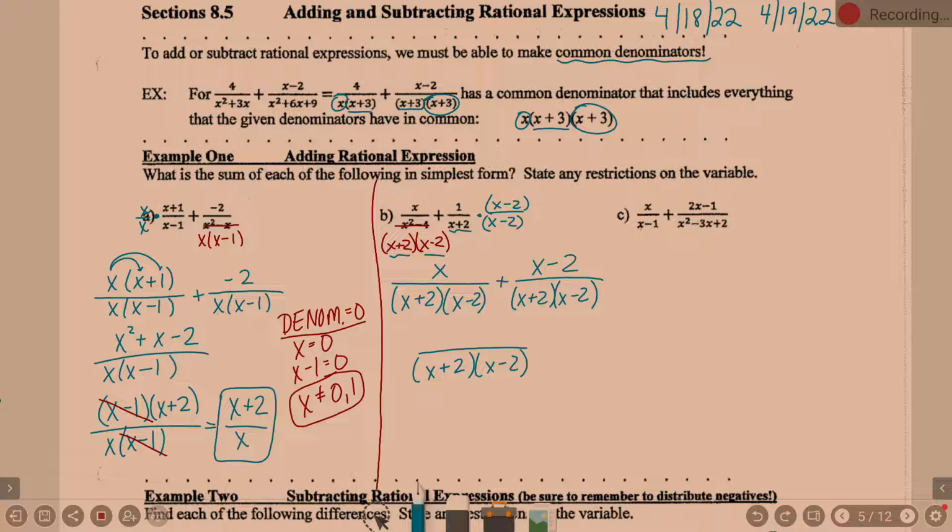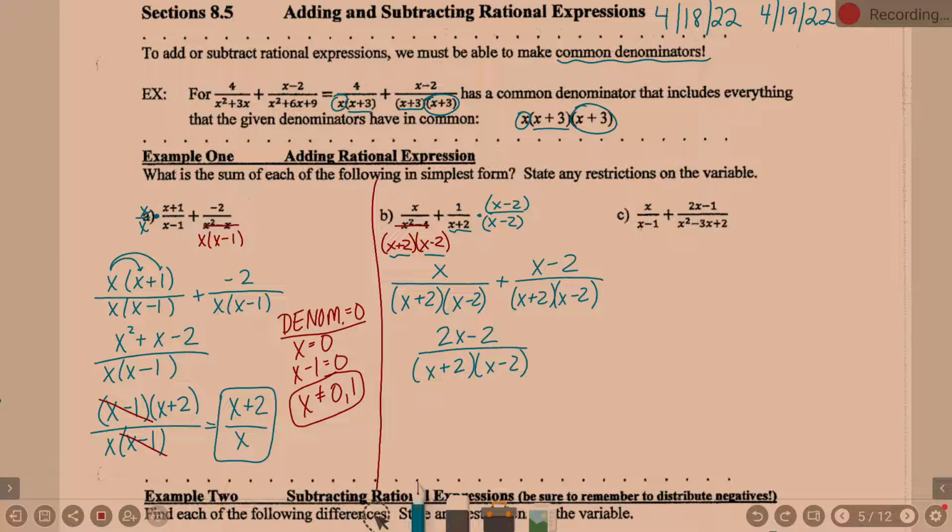What is x plus x? X squared. No. 2x. 1x plus 1x adds to be 2x. So that takes care of x plus x. And then what else do we have? The minus 2. So 2x minus 2 over x plus 2 times x minus 2.